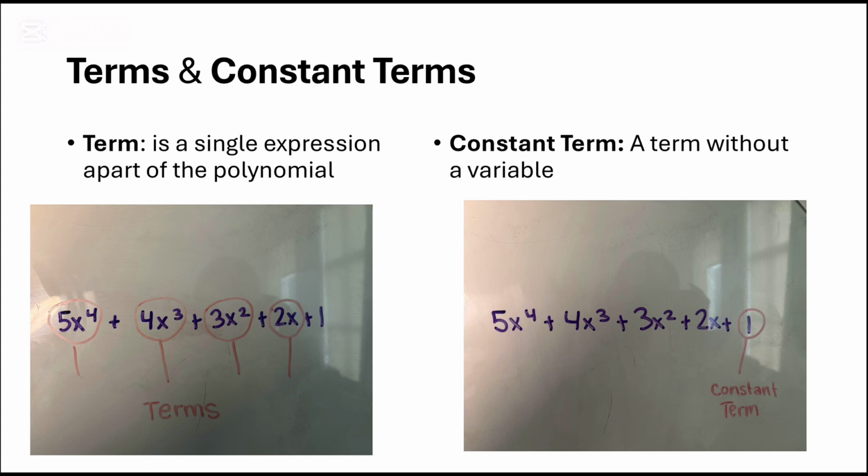Okay, so now terms and constant terms. A term is a single expression, a part of the polynomial. So, for example, 5x to the 4th would be a whole term. A constant term is a term without a variable. So the 1 would be considered the constant term.